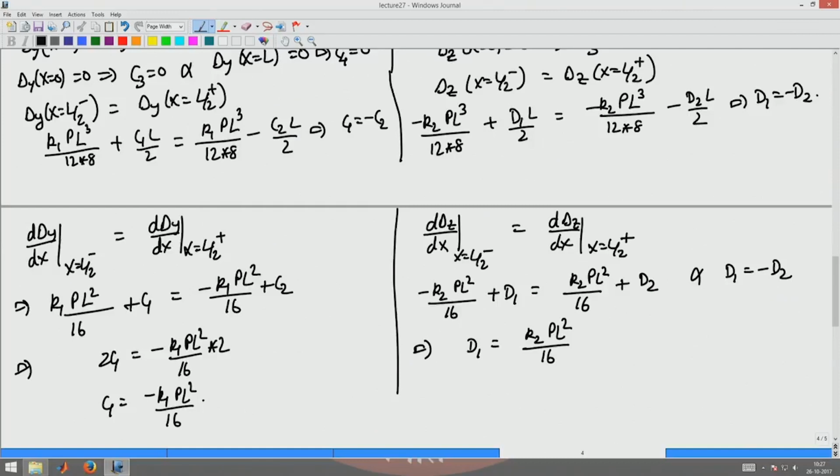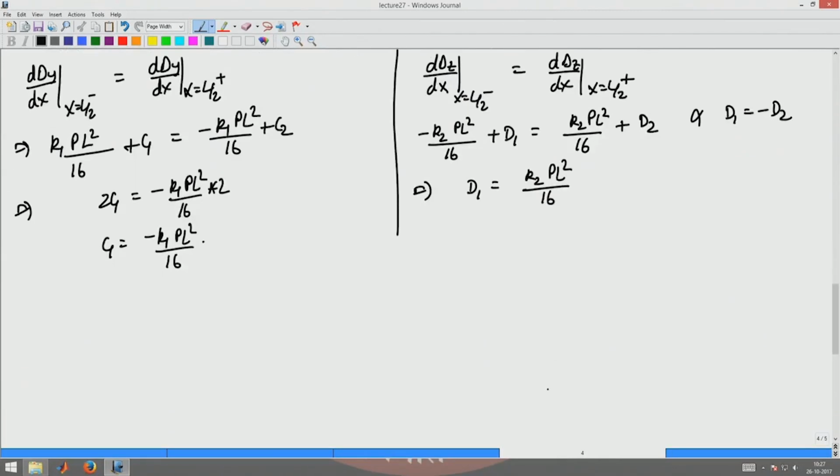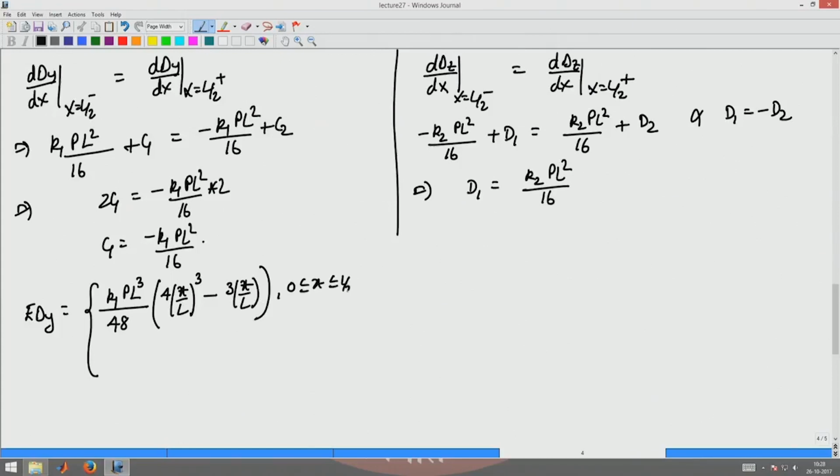Okay. Now substituting all these values of constants into the deflection equation, you have E I times delta y to be given by K1 P L cube by 48 into 4 x by L whole cube minus 3 x by L in the region 0 less than x less than L by 2, and I have K1 P L cube by 48 into 4 into 1 minus x by L the whole cube minus 3 into 1 minus x by L in the region L by 2 less than x less than L.